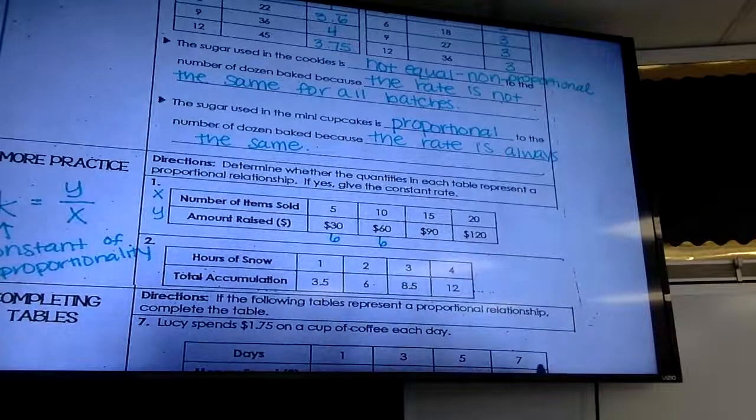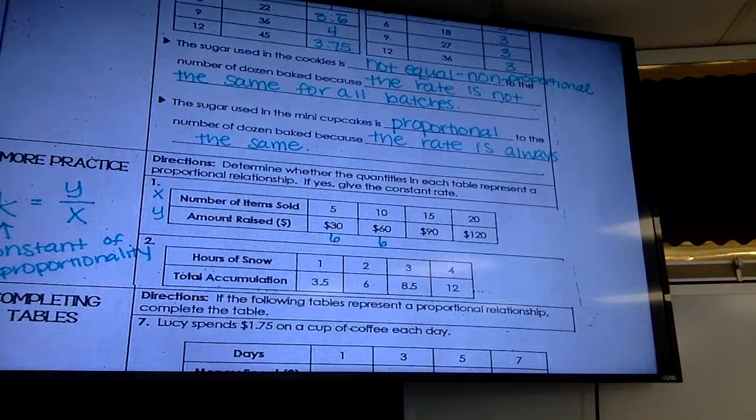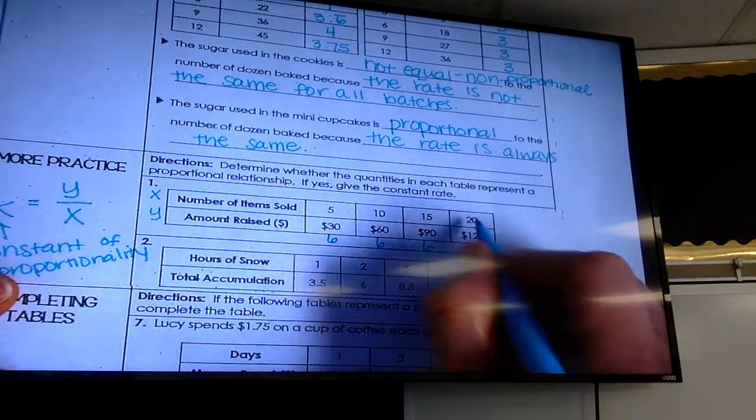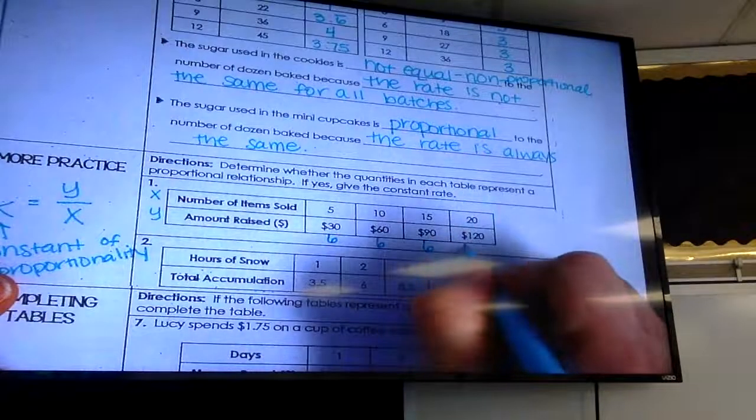Now, I know part of you wants to go, oh, I'm done. There's 2 6s. Always check all of them, because sometimes there's trick ones where they'll be the same and then all of a sudden the last one is different. So always check every single value that's given to you. All right, 90 divided by 15. Yep, that's also 6. And 120 divided by 20. If I don't know that, I use my calculator, but that's also 6.